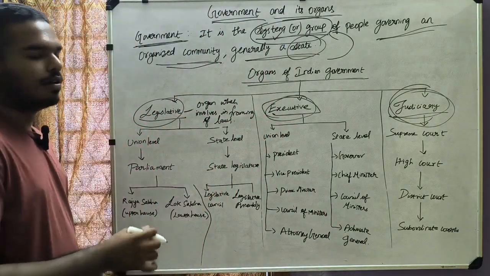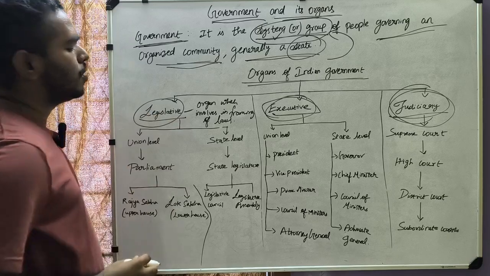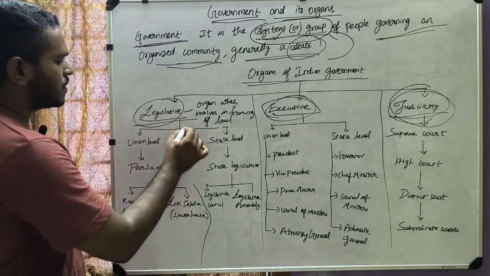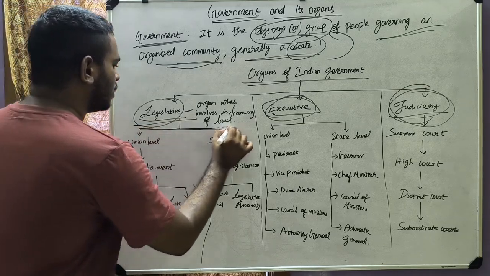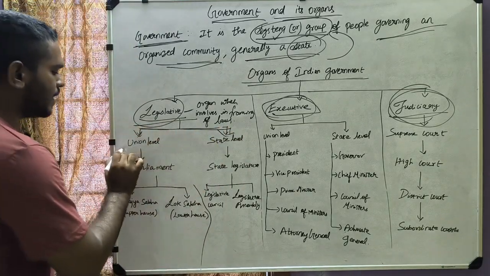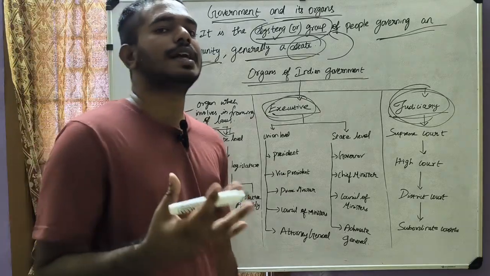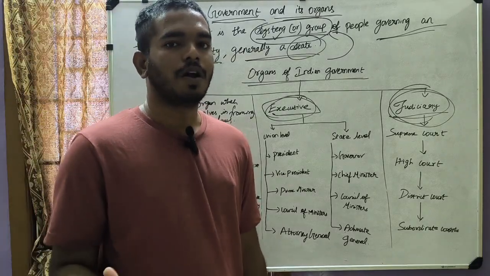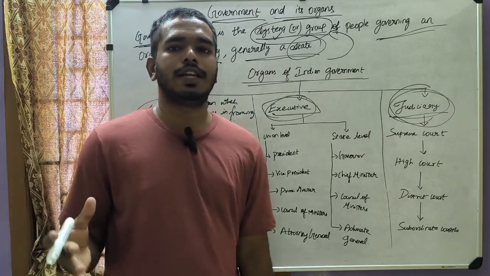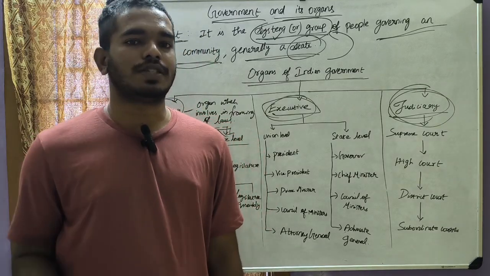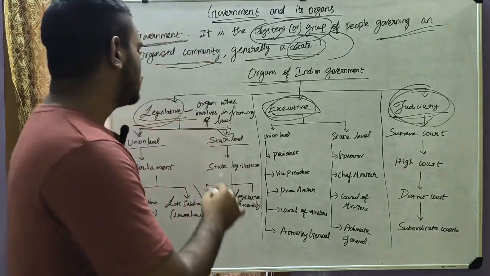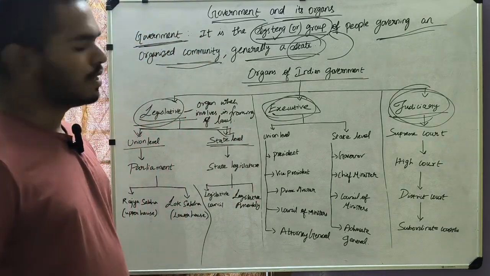So first of all, we are going to see about the legislative organ of a government in detail. So the legislative organ is of two types. One is at the union level. Union level is nothing but the central government, central level, all India level. Next one is the state level. As we know that India consists of a group of states, and every state has a legislative organ. So this is the state level.